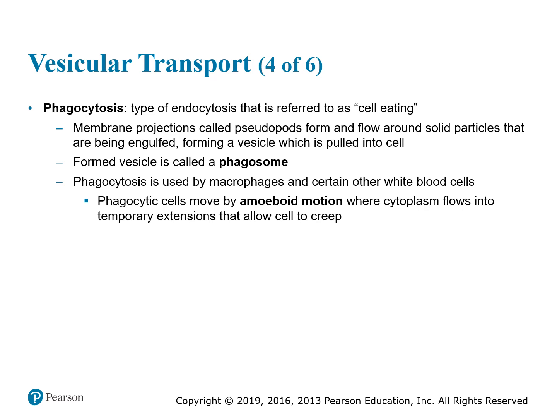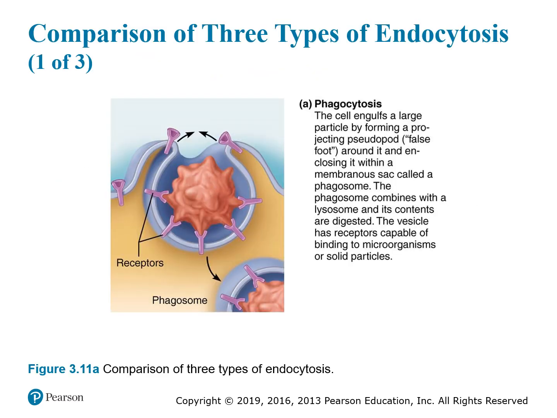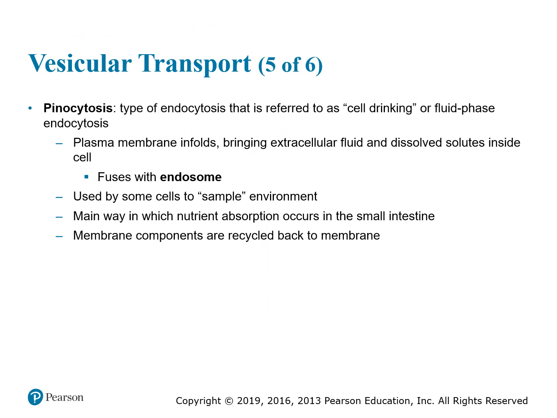So phagocytic cells move by this amoeboid motion where they can move with their extensions as the cytoplasm flows into it. So with phagocytosis, you're engulfing some type of food particle or pathogen. In this case, they were engulfing a pathogen.